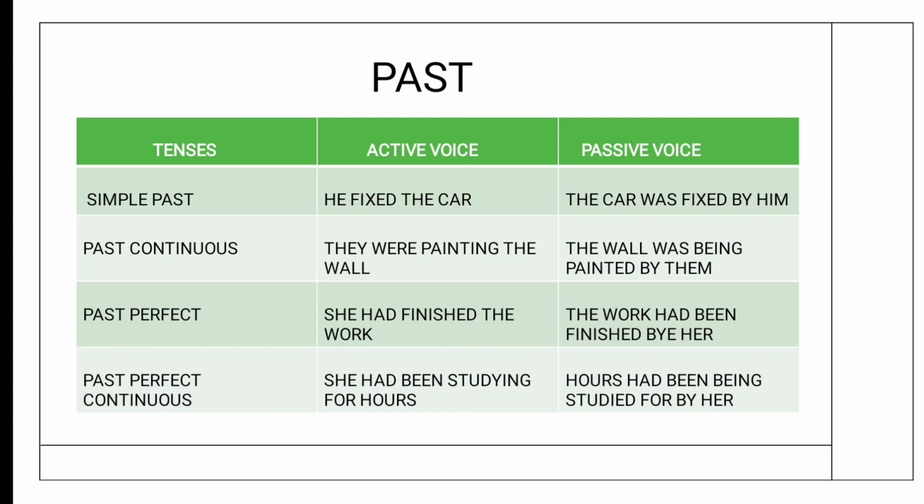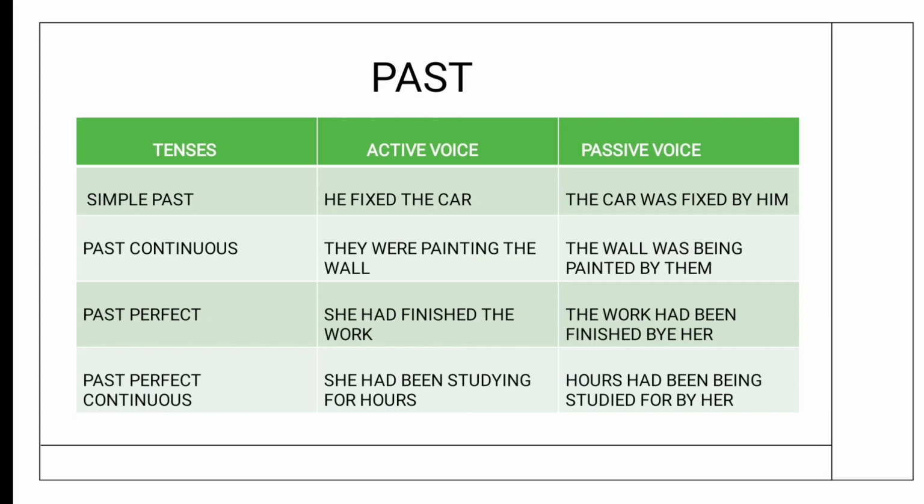Okay. Next, past perfect. What is the normal formula? Subject plus had plus V3 plus object. Okay, in perfect tense we get V3 only, past participle only. She had finished the work. Why had? Because it is past tense. We have only one, that is had, that we have to use in the perfect tense. Okay, she had finished the work.